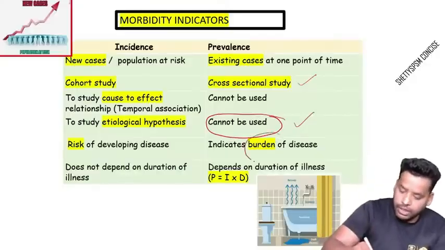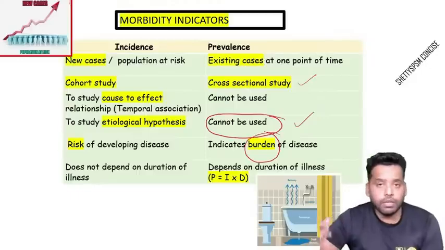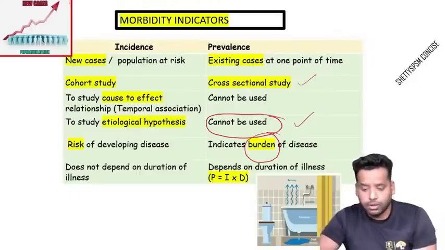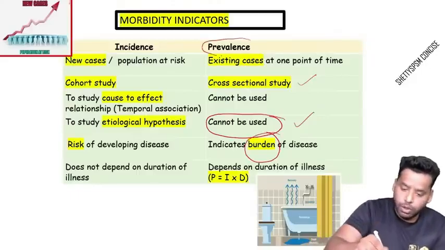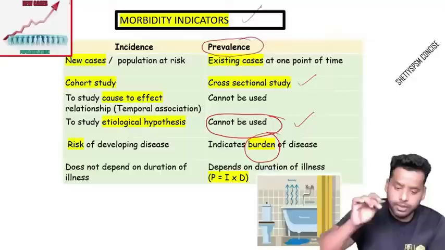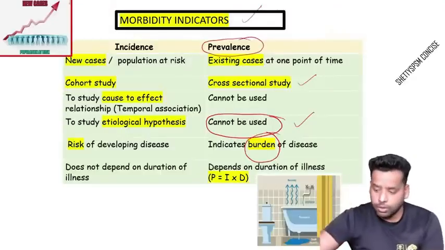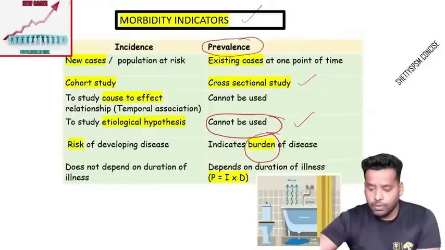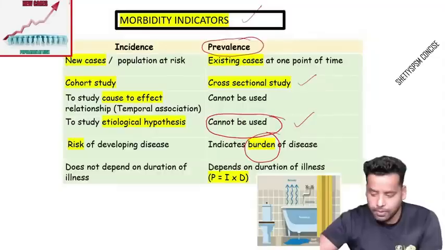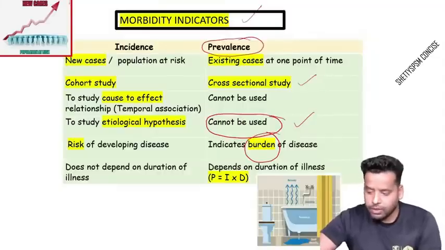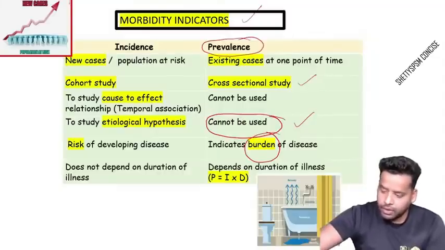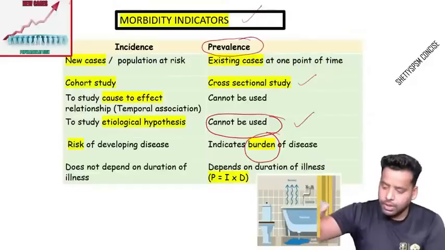But whatever cases we are having will indicate the burden of disease. Tell me yes or no. Prevalence is a morbidity indicator for expressing how many are having disease. Burden of disease. Tell me true or false. Prevalence will indicate burden of disease. True or false? True. Very good. Now match the following.